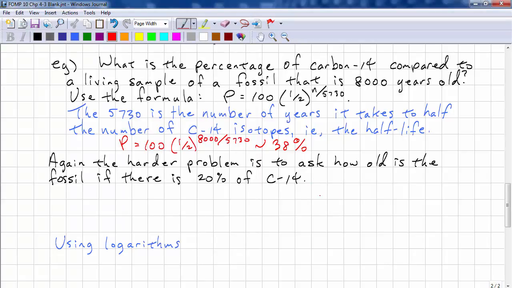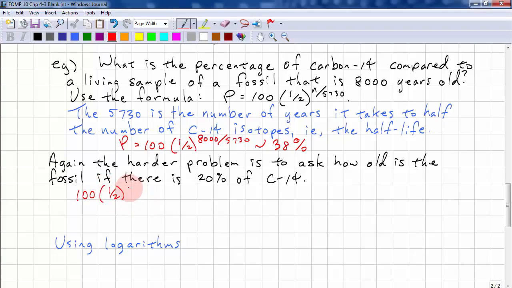And again, the harder problem is to ask how old is the fossil if there is 20% of carbon-14 isotopes. So we have to guess and test. We already have 38%. And remember, this is a decay problem, so the bigger the number we put in, the smaller the value we'll get here.